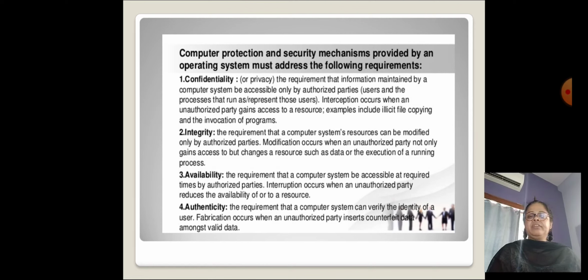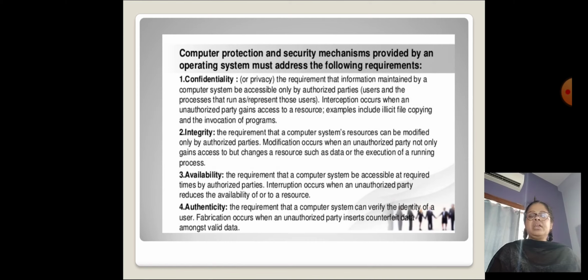Integrity, the requirement that a computer system's resource can be modified only by an authorized party. Modification occurs when an unauthorized party not only gains access to but changes a resource, such as data or the execution of a running process.